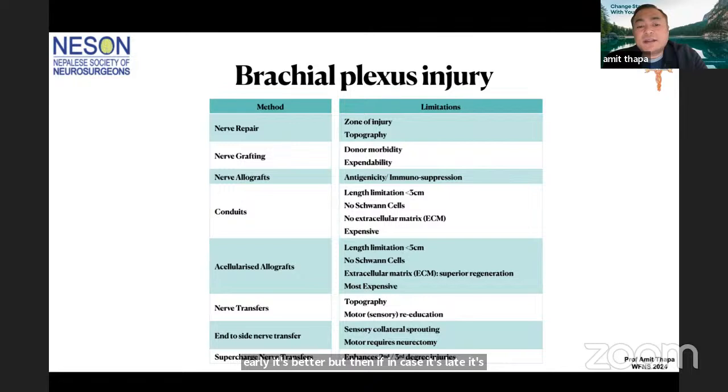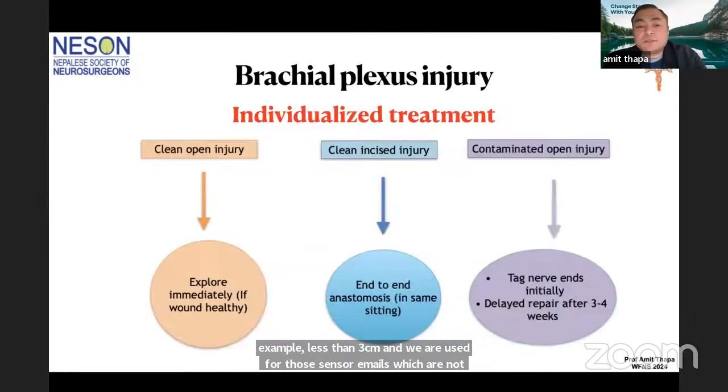Similarly, in nerve grafting, there is donor morbidity, and that's why we have to consider the expendability of the donor nerves. Allograft requires a long duration of immunosuppression, and this comes with a cost. Conduits are only useful for a very short length, for example less than 3 centimeters, and they are used for sensory nerves which are located in non-critical areas. And similarly, there are other problems.